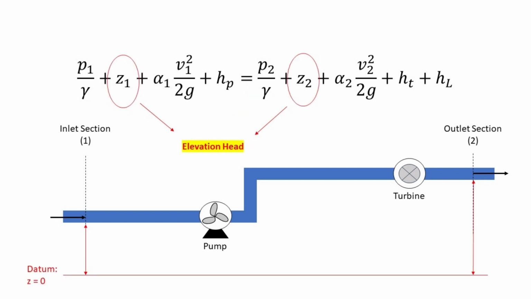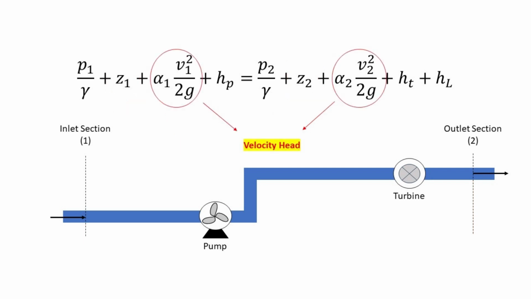The Z1 and Z2 terms are called elevation head. They are the potential energy of the fluid due to its elevation above a reference level called datum. The next two, called velocity head, are related to the kinetic energy of the fluid. In these terms, g is the gravitational acceleration.